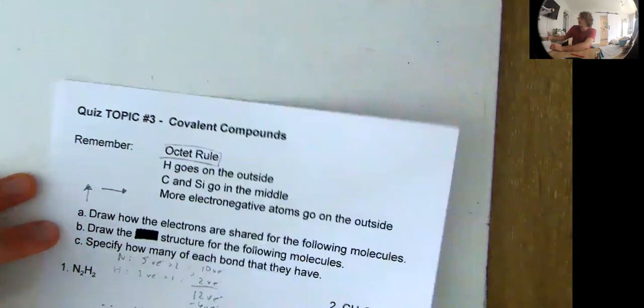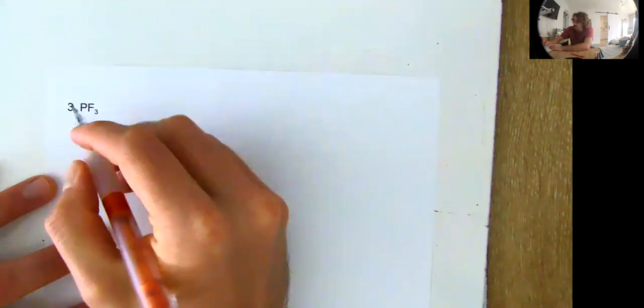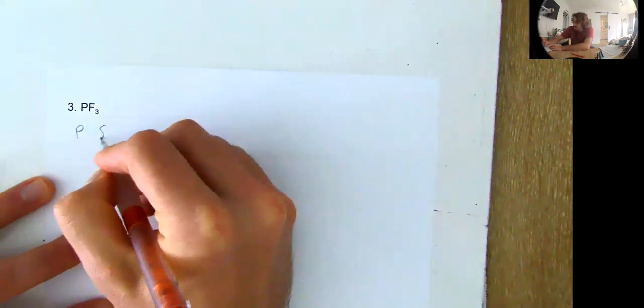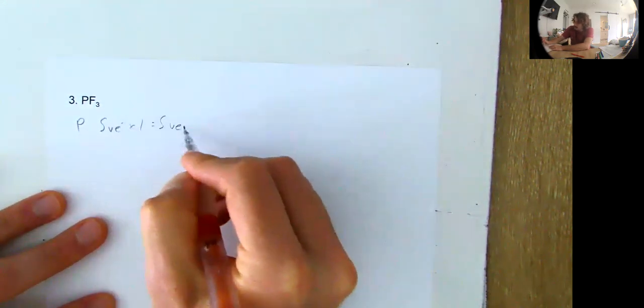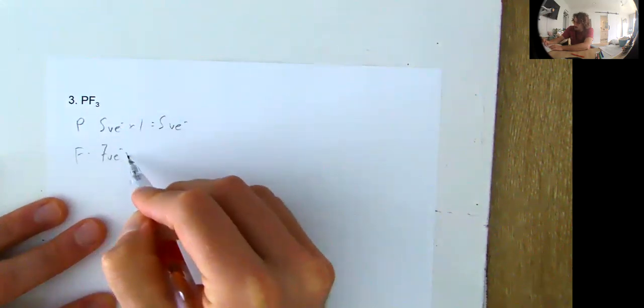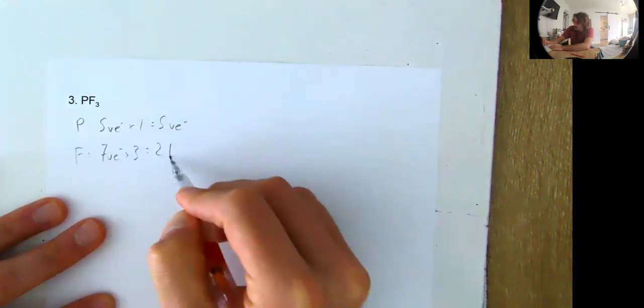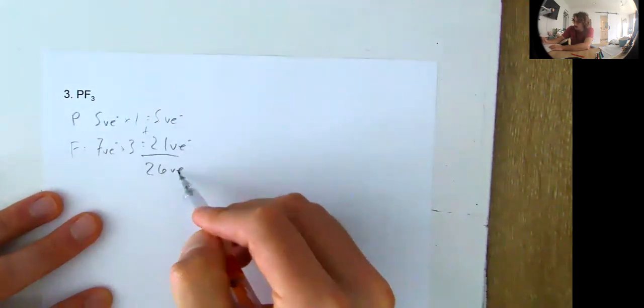Okay, last little example. PF3. Phosphorus has 5 valence electrons that it brings in, and there's only 1 phosphorus, so that's a total of 5 valence electrons. Fluorine has 7 valence electrons, and there's a total of 3 fluorines, so that's 21 valence electrons. We need to account for a total of 26 valence electrons.